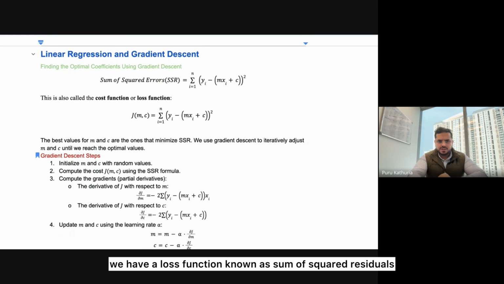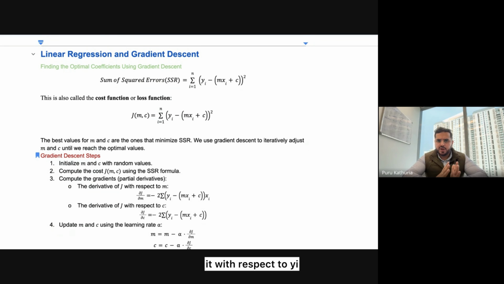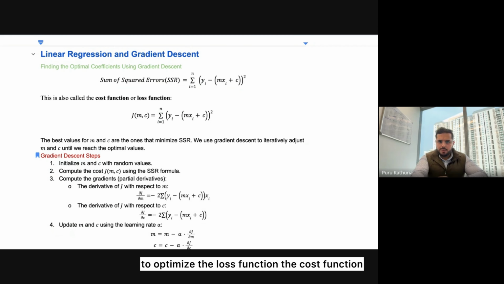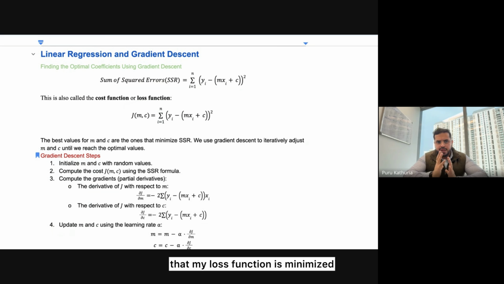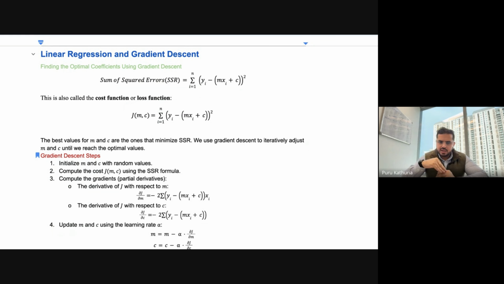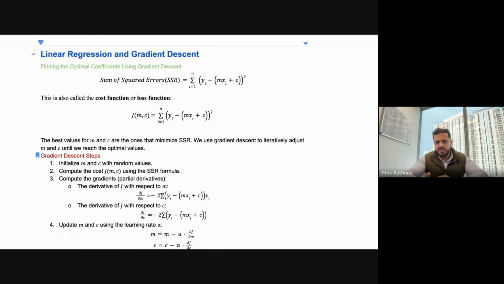We have a loss function known as sum of squared residuals or sum of squared errors, right? So we define it with respect to yi and yi hat. Yi hat is nothing but mx plus c, where m and c are our parameters, right? Now I need to optimize the loss function, the cost function. I'm using these words interchangeably, loss and cost, in such a way that my loss function is minimized. And at that global minima, I want the value of m and c, right? How do I do that?